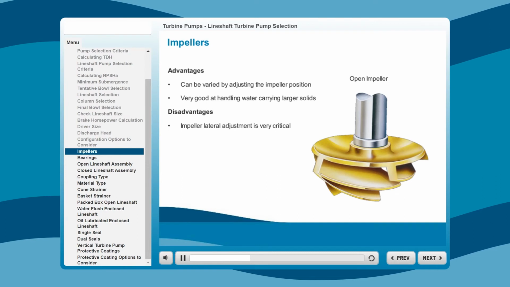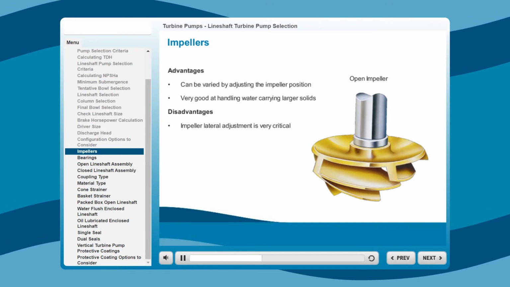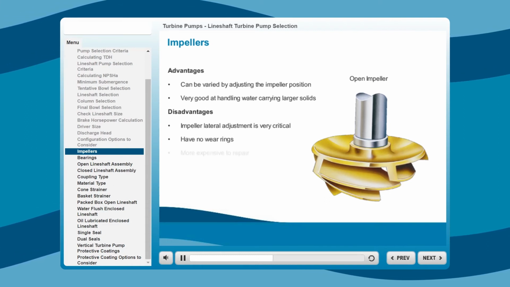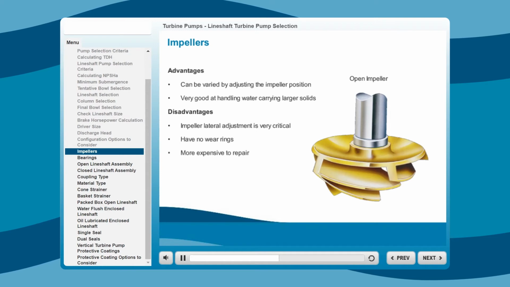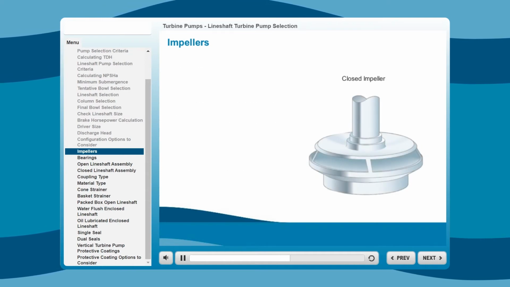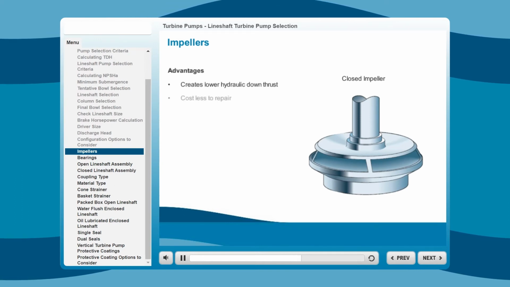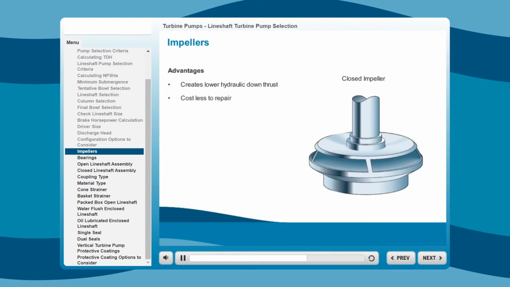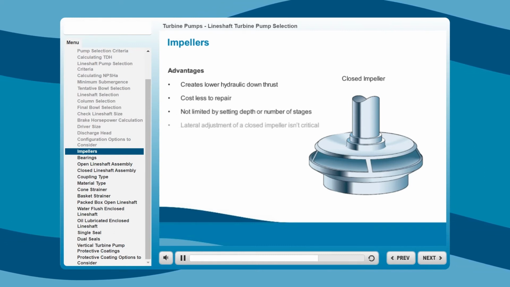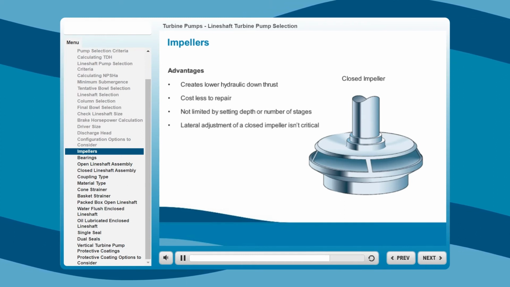The impeller lateral adjustment is very critical, needing to be 0.015 or less. Open-type impellers also have no wear rings and are more expensive to repair. Additionally, open impellers create higher downthrust. A closed impeller, on the other hand, creates lower hydraulic downthrust and costs less to repair. What's more, it's not limited by setting depth or the number of stages, and the lateral adjustment of a closed impeller isn't critical like it is with the open type.